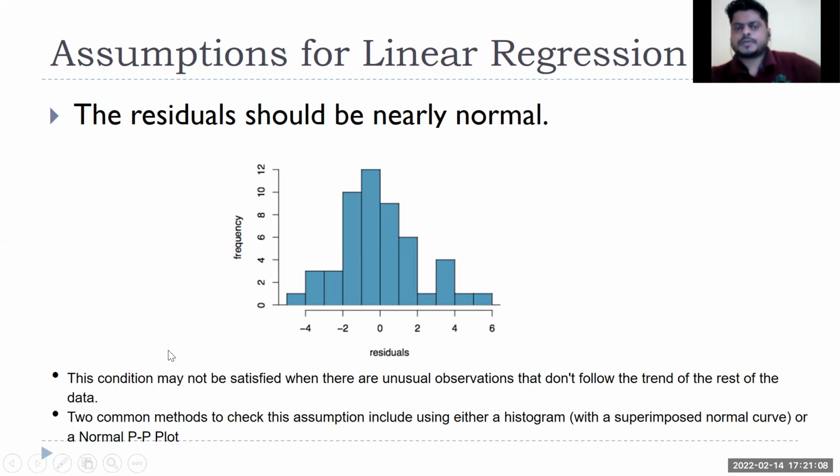So if you see, we are writing "nearly normal," right? Because getting a perfect normal won't happen anytime. It's a very rare case. So why are we taking the residual as normal? The residuals are nothing but the error values which you are not able to predict. That is certainly random.